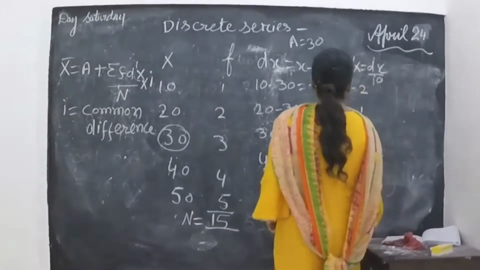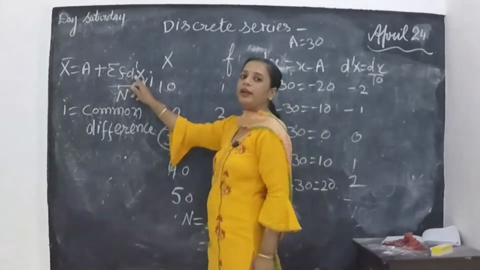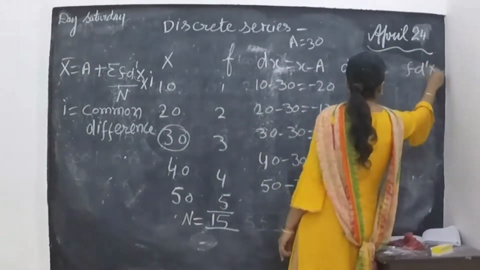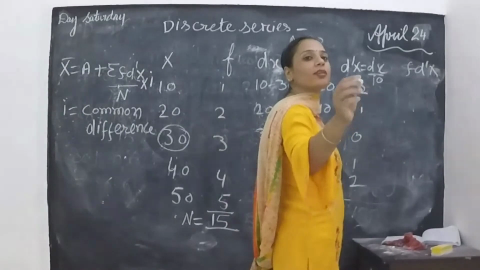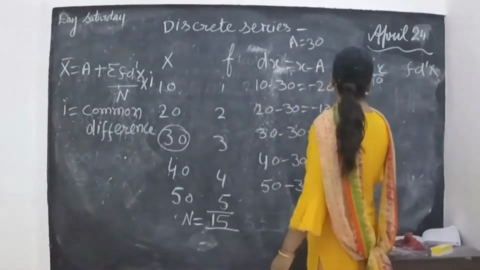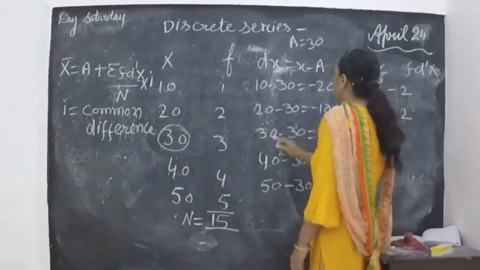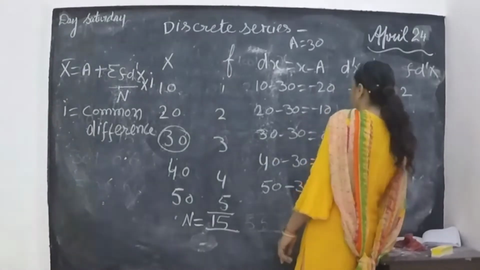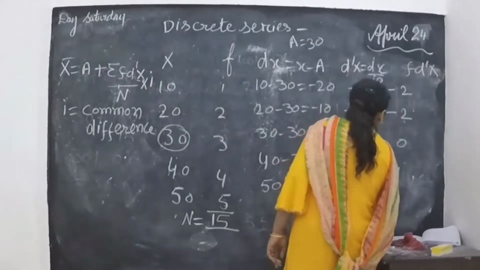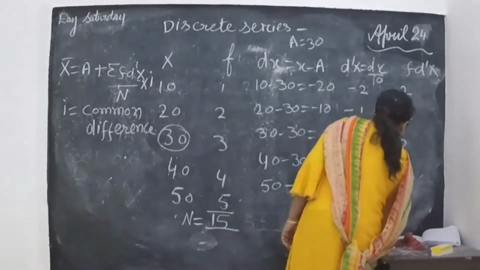Now again the formula is demanding the multiplication of f and d dash x. Now multiply f by d dash x. Okay. Now multiply 1 into minus 2, minus 2. 2 into minus 1, minus 2. 3 into 0, 0. 4 into 1, 4. And 5 into 2, 10. Again your answer will be 10 when you calculate it.